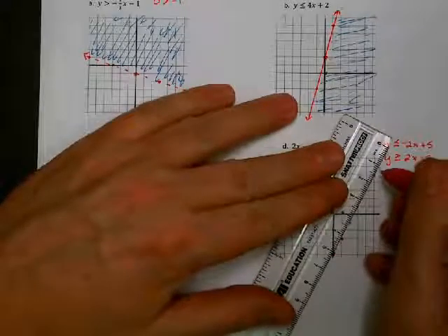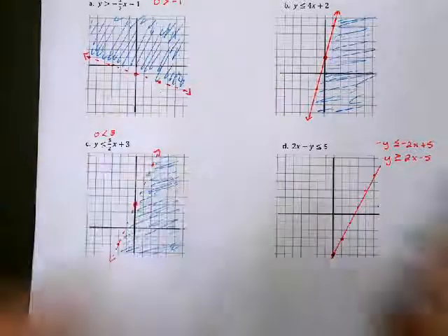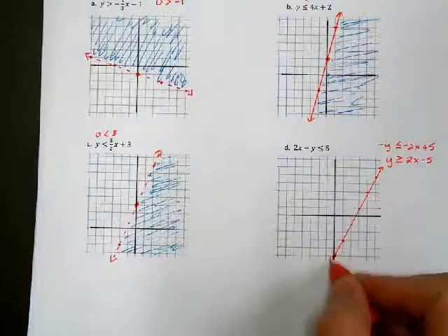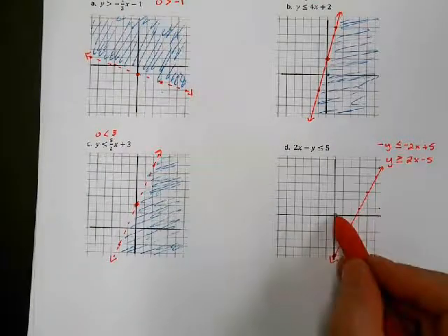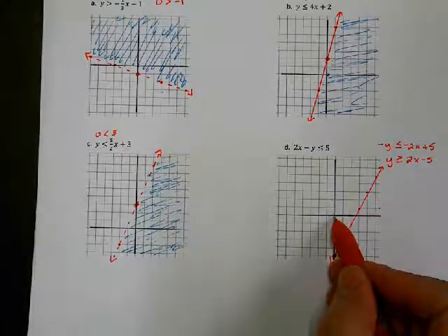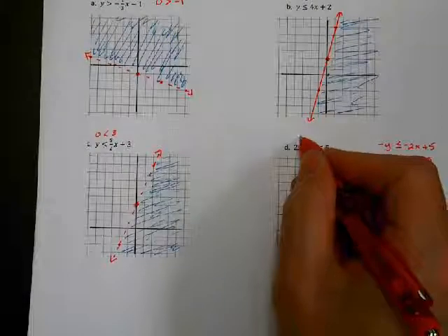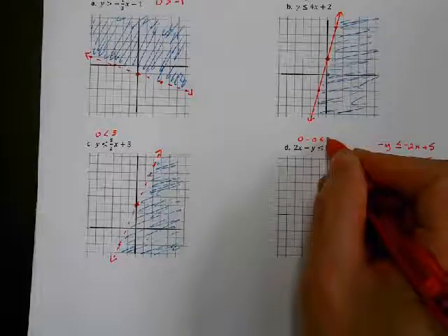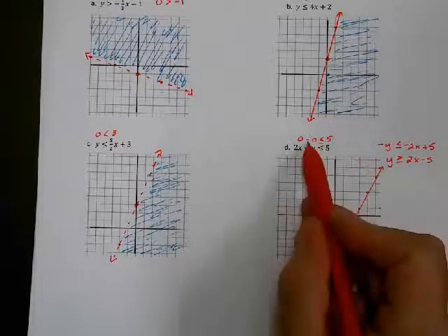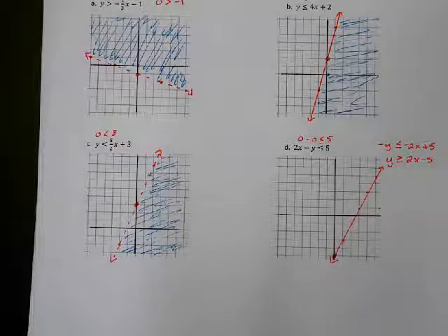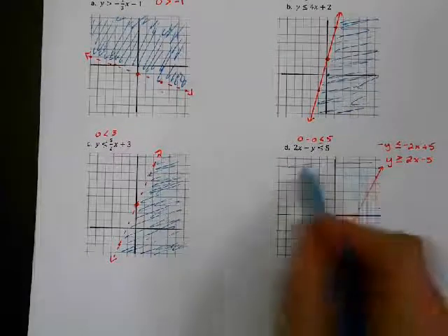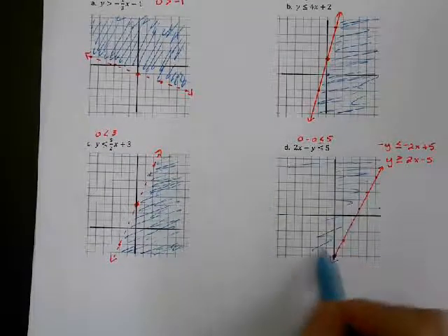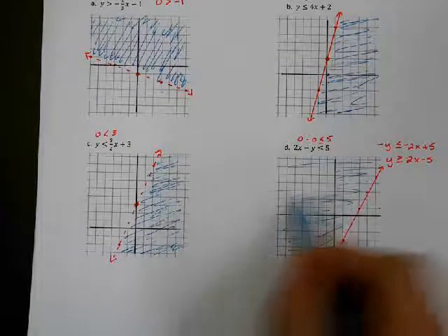And now we just have to shade it. Question is, do we shade above or below? Let's try 0, 0. If I plug in 0 here, I get 0 minus 0 is less than or equal to 5. Yes, 0 is less than 5. It worked every single time. It doesn't always work like that. Sometimes you have to shade the other direction, but I don't know. It worked every single time. So there's where our solutions would be.